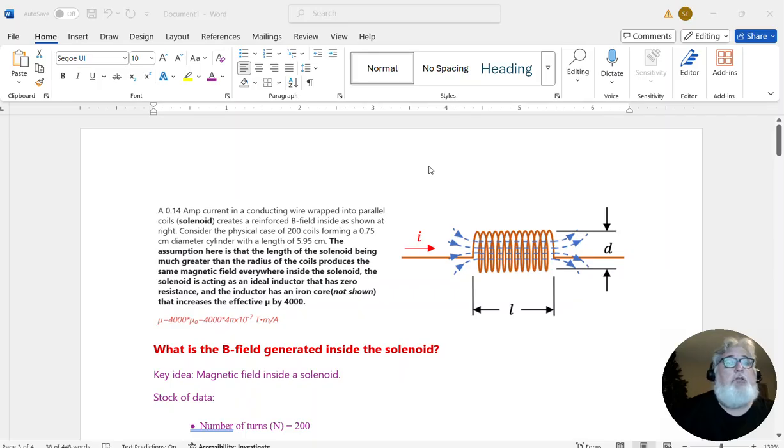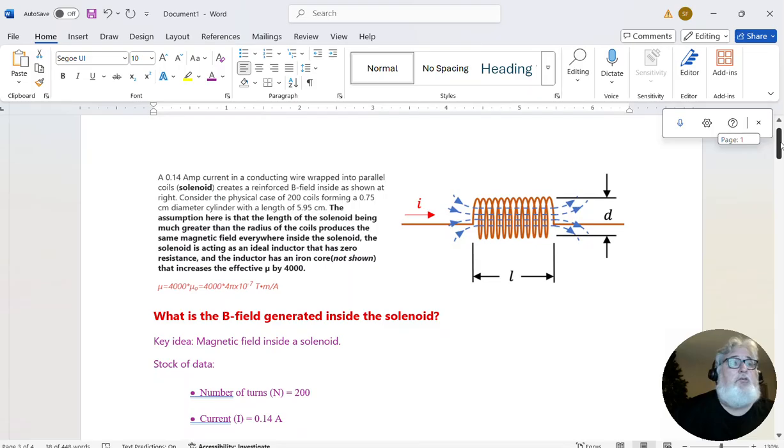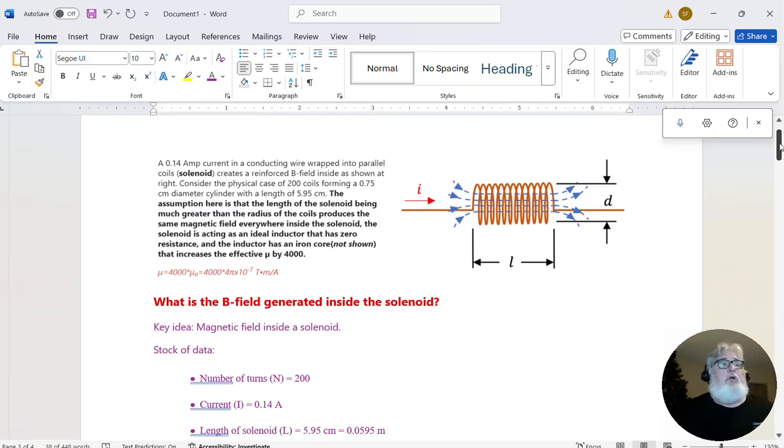In particular, I'm going to run you through a solenoid type problem. We're going to actually do several different types of problems. Hopefully, we can cover most of the ground that you're going to encounter. So here, let's read off the situation.